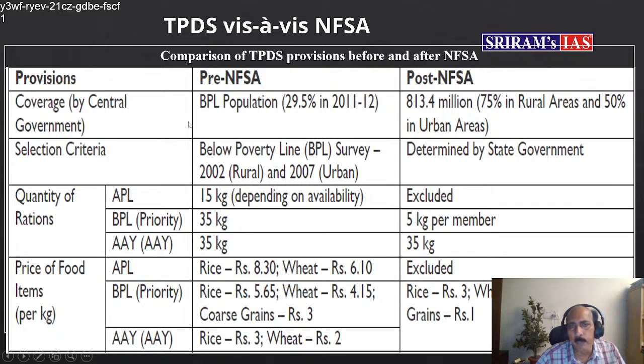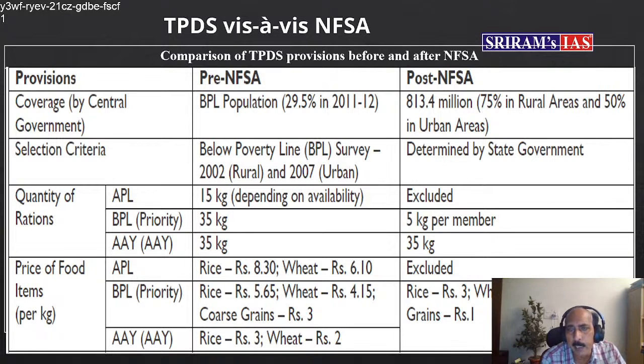In the pre-NFSA phase, we were covering 29.5% of the BPL population under the PDS system. Only 29.5%. You may roughly call it 30% of the population. But in the post-NFSA phase, 75% in the rural areas and 50% in the urban areas comes to around 81.3 crore people, to be covered under the PDS system.